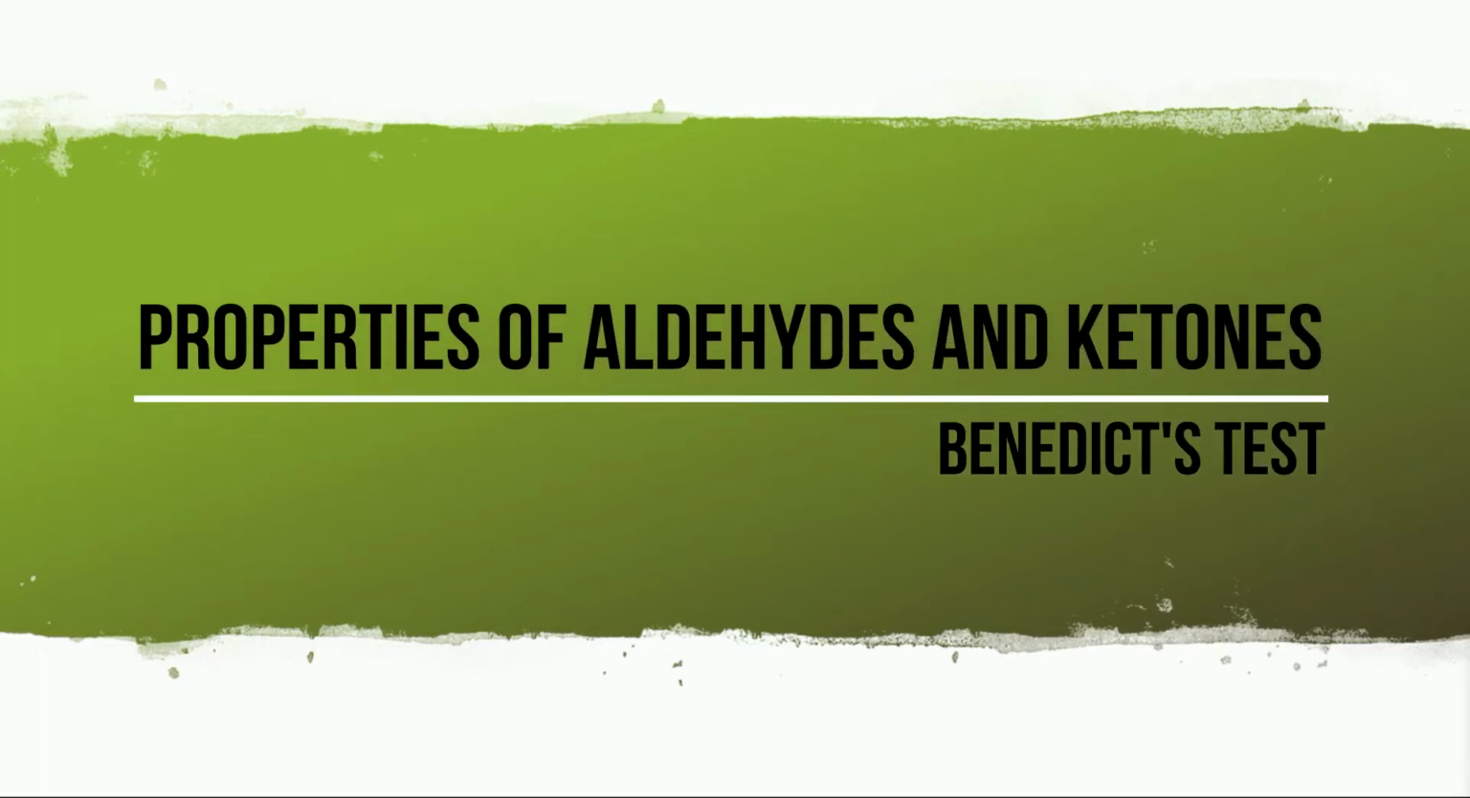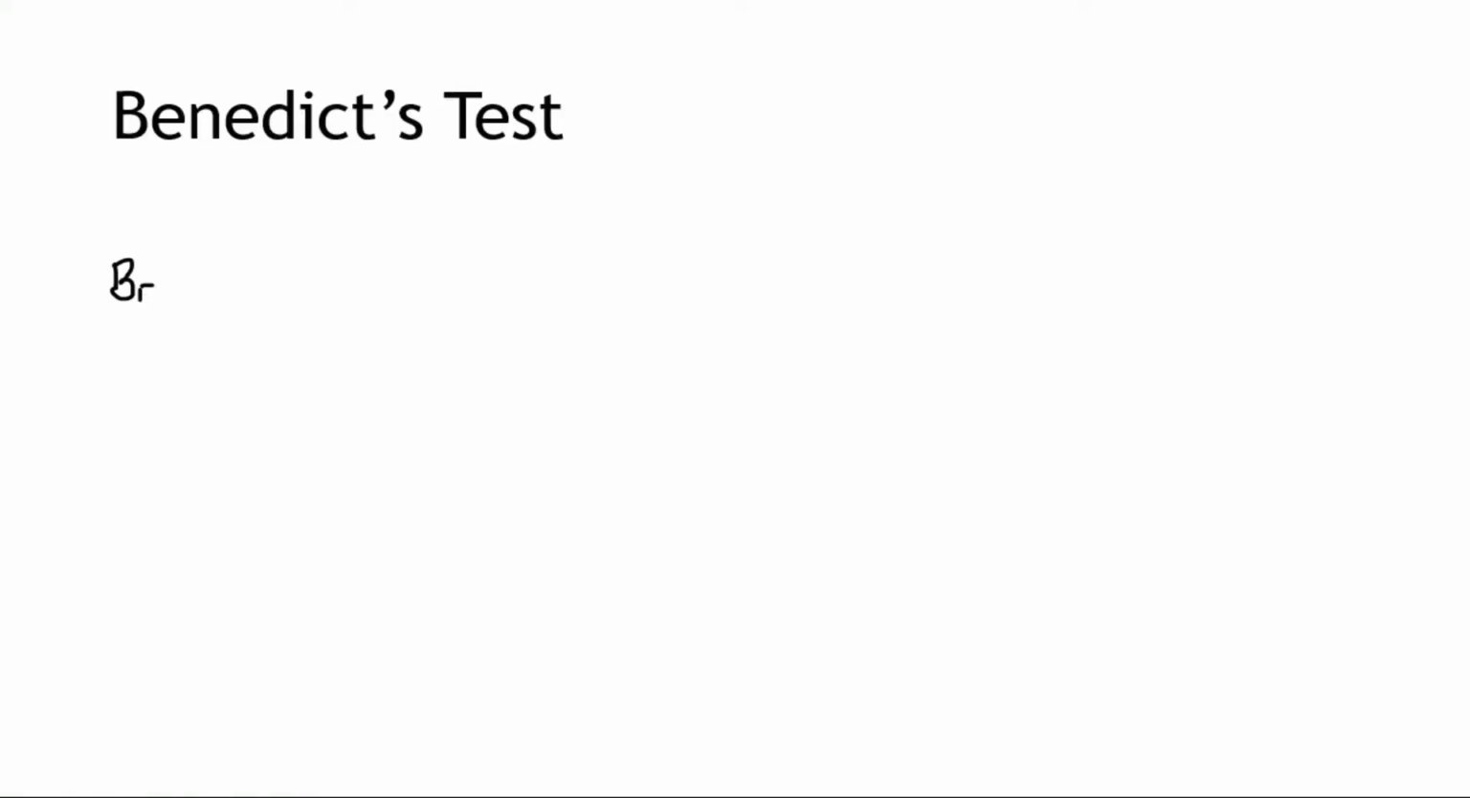One very important test that distinguishes the difference between an aldehyde and a ketone is the Benedict's test. So let's take a look at how the Benedict's test works. We start out with some Benedict's reagent, which is a mixture of different compounds. The thing that we're most interested in, though, is the copper 2 ion, which is bright blue.